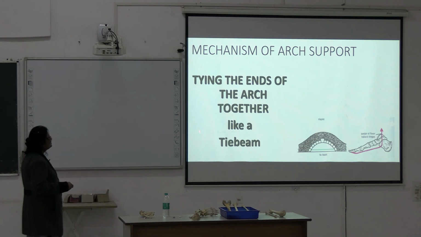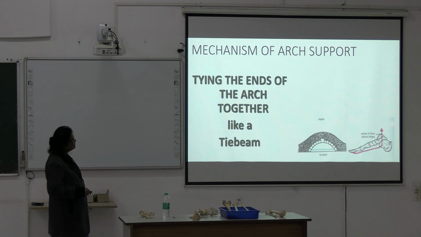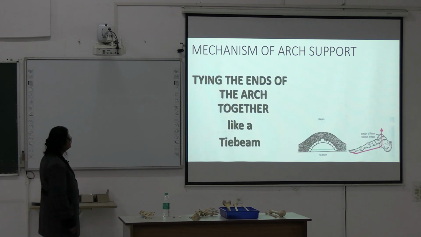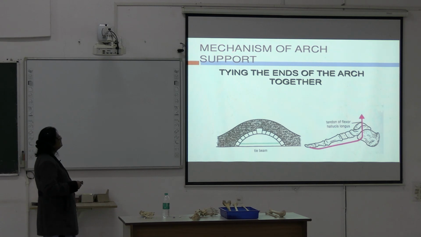Tying the ends of the arch together like a tie beam. So what structure is acting as a tie beam? Tendon of flexor hallucis longus, for the medial arch. For the medial arch, this tendon of flexor hallucis longus is acting as a tie beam. Tie beam was connecting two ends of the arch. Next, here you can see tying the ends of the arch together, tie beam, here flexor hallucis longus tendon acting as a tie beam.